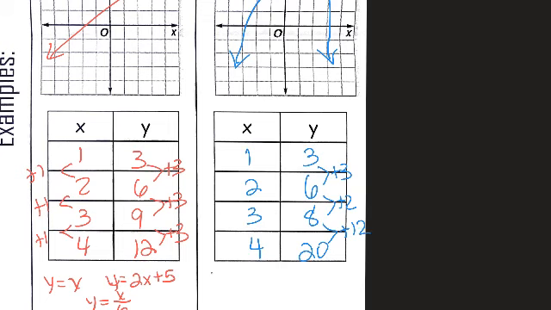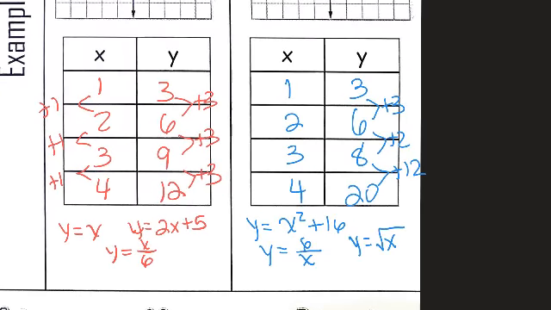So examples of nonlinear functions: y equals x squared plus 16, or y equals 6 over x with x in the denominator, or y equals, let's say, square root of x. These are all nonlinear examples. Okay, I know I went through that fast. You can always rewind the video, go back, pause the video, and check your work. You got this.